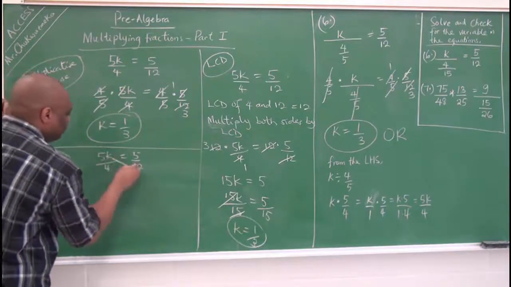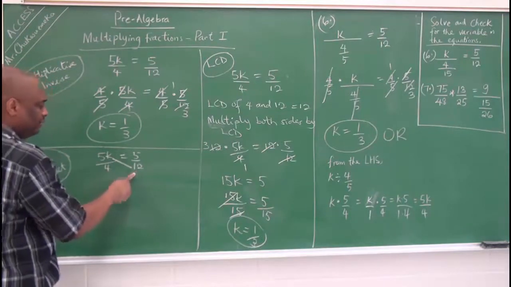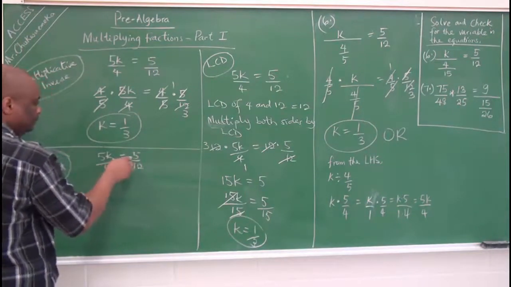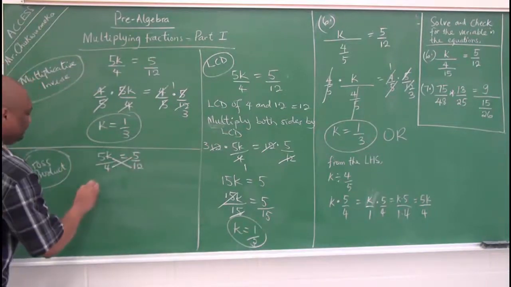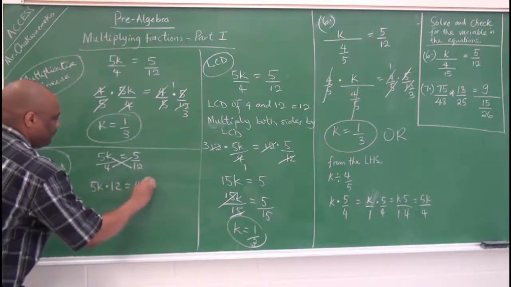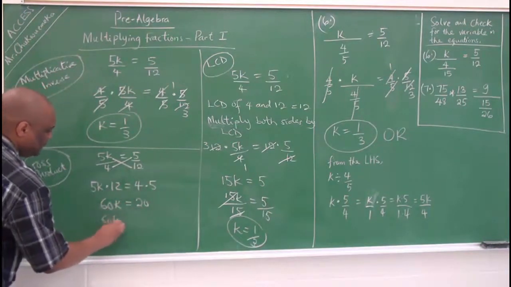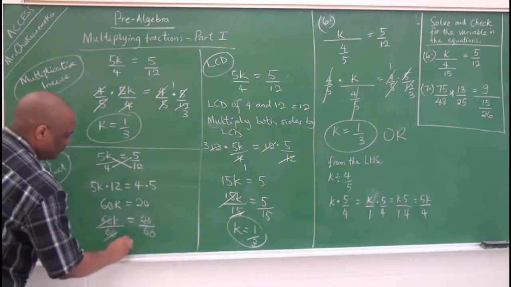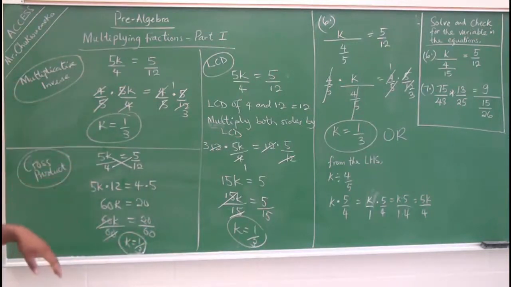Cross multiply means you multiply the numerator of the first fraction by the denominator of the second fraction, and you equate it with the product of the denominator of the first fraction and the numerator of the second fraction. So this means 5k times 12 equal to 4 times 5. So this is 60k equal to 20. And then you divide both sides by 60, and then k will be 1 over 3. So whichever way is fine.